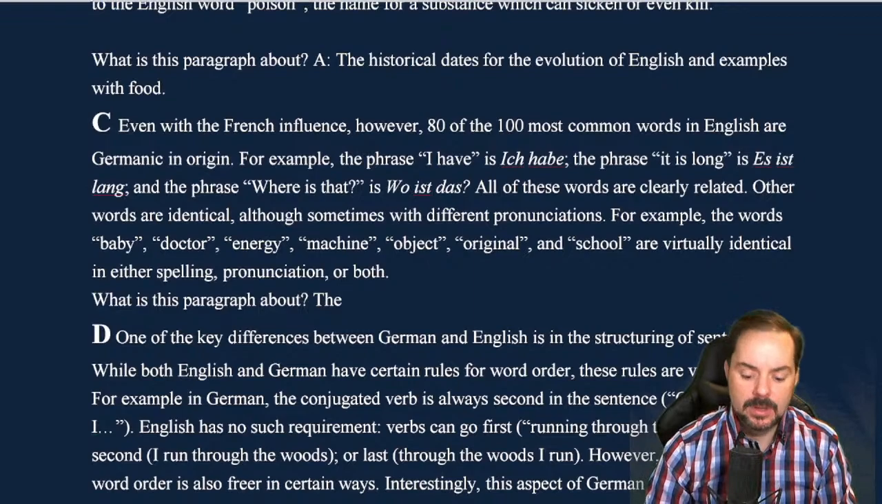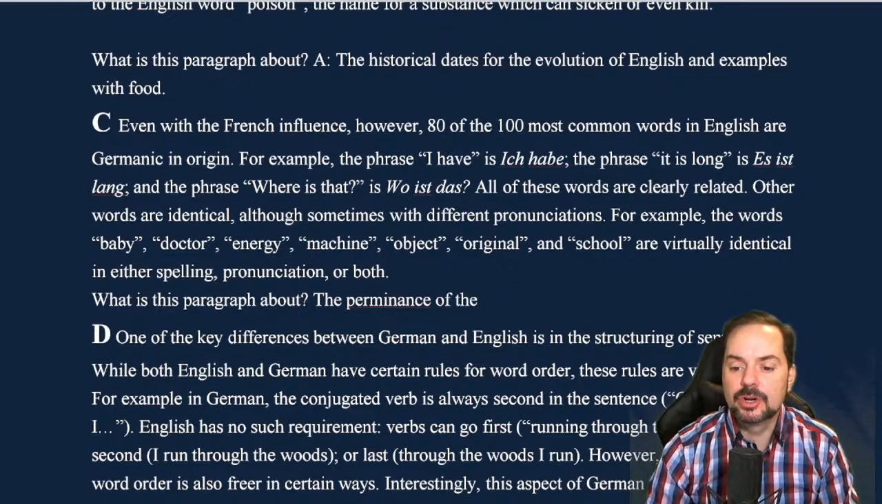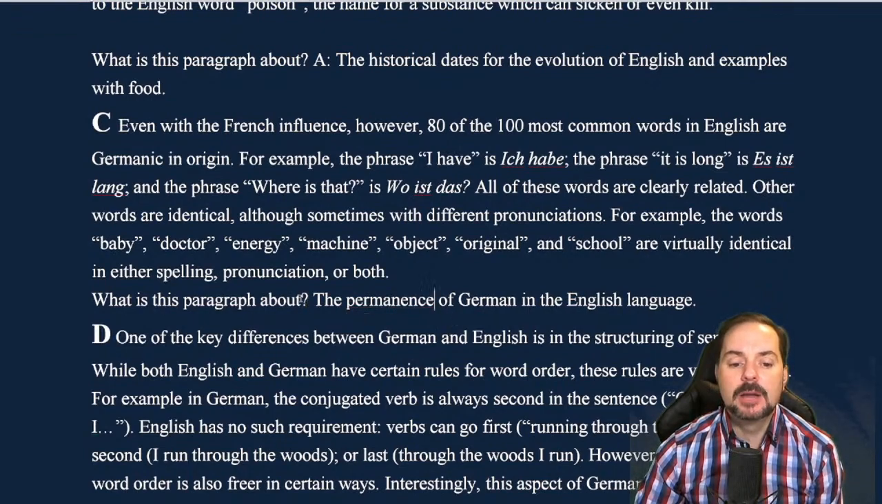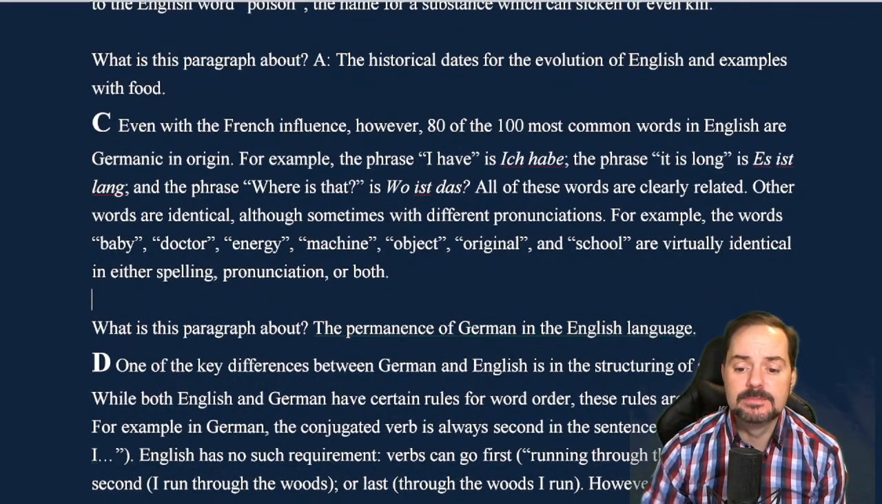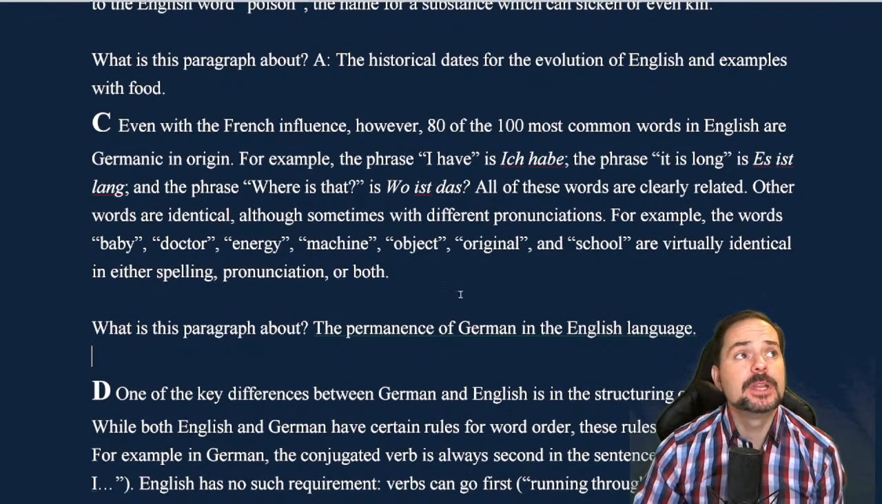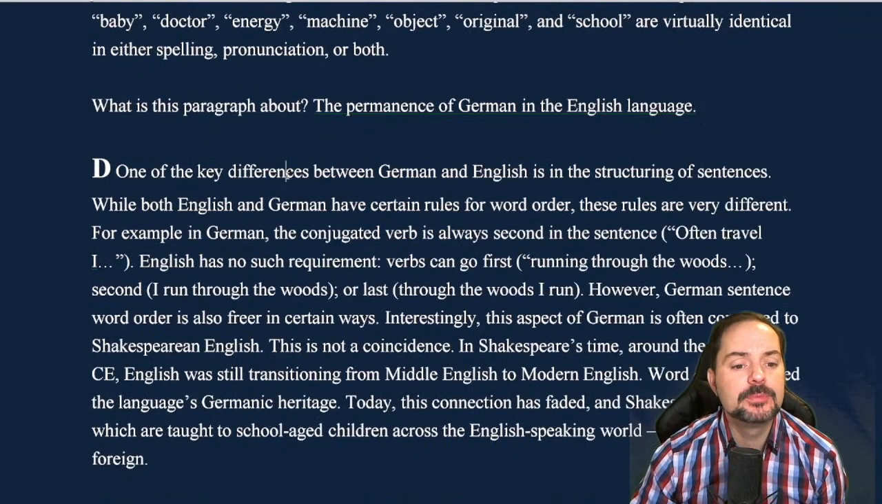The permanence of German in the English language, right? So even though there was this French influence, still English is mostly a German-rooted language. So the most common phrases, words are all of German influence, right? Okay, let's keep reading.